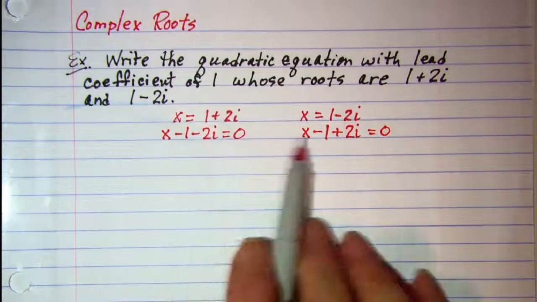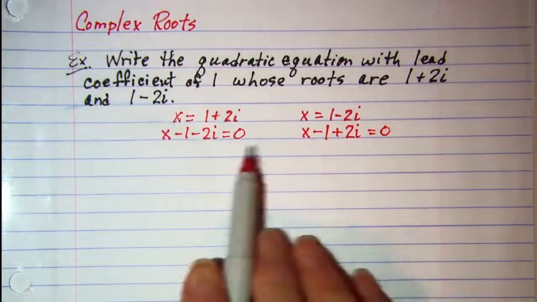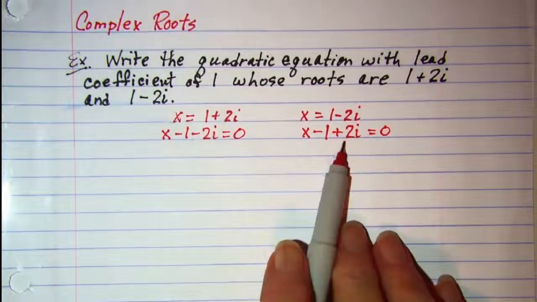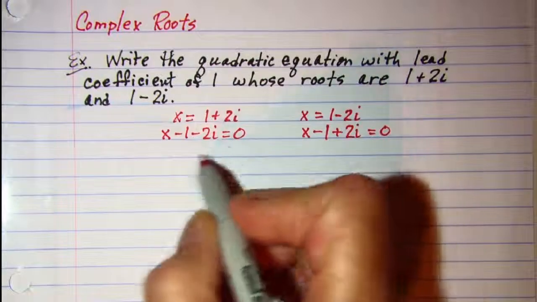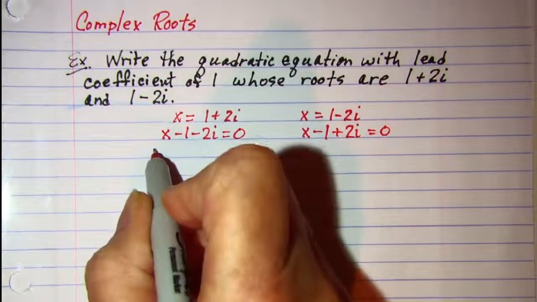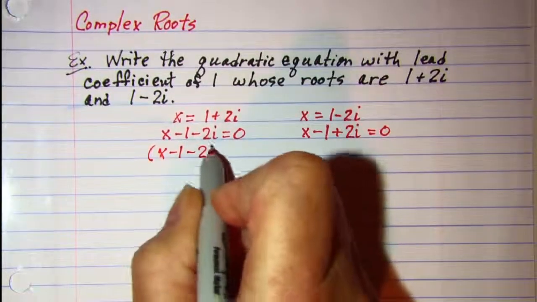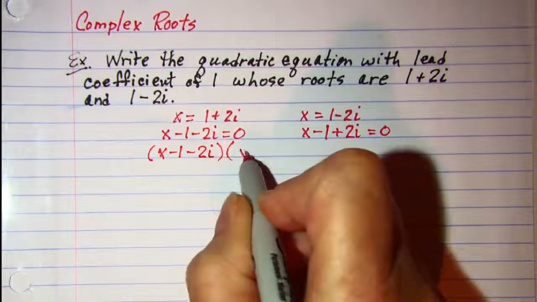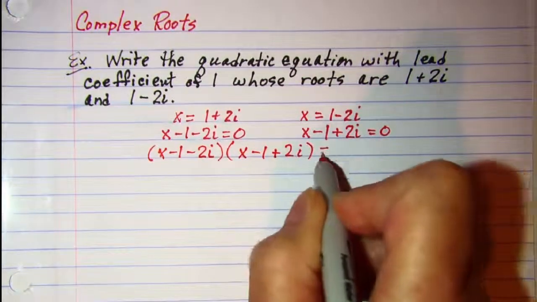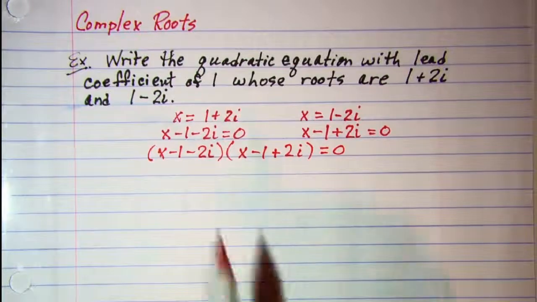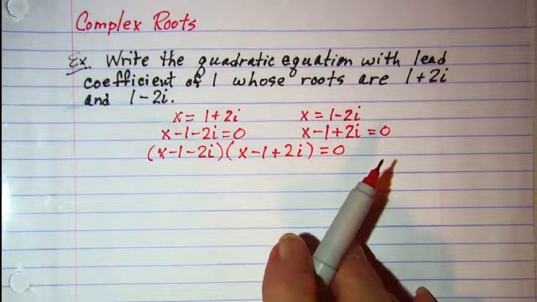Now if I multiply these two expressions together, I'll still have an expression that's equal to 0. So let me write that equation. X minus 1 minus 2i multiplied by x minus 1 plus 2i is equal to 0. So now I have my equation. I just need to multiply it out.